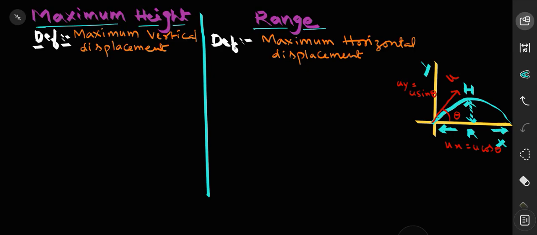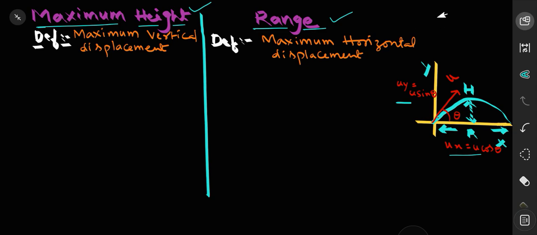Today we will discuss the maximum height and range of a projectile. We know that the path of a projectile is a parabola. If u is the initial velocity and theta is the angle made by the projectile with the horizontal, then u can be resolved into two components: ux is equal to u cos theta and uy is equal to u sin theta. And the maximum height is h and the range is r.